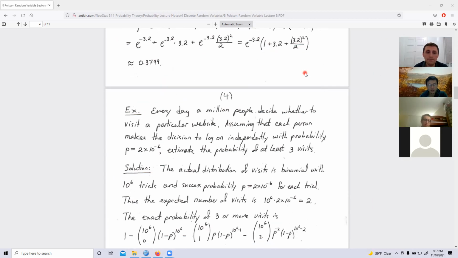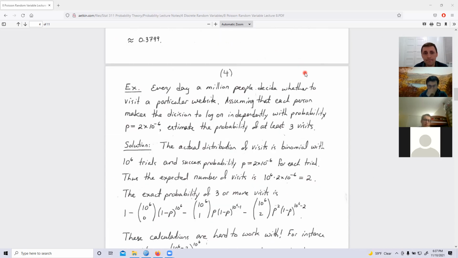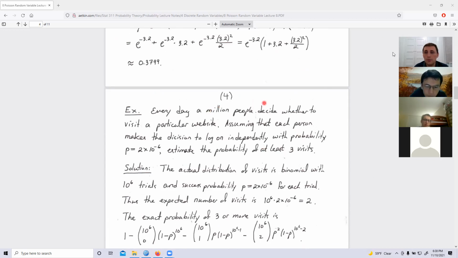Here's another example. Every day, 1 million people decide whether or not to visit a particular website. And let's assume that each person logs in independently of the others. Now, let's estimate the probability of at least 3 visits. So there are 1 million people, you see.